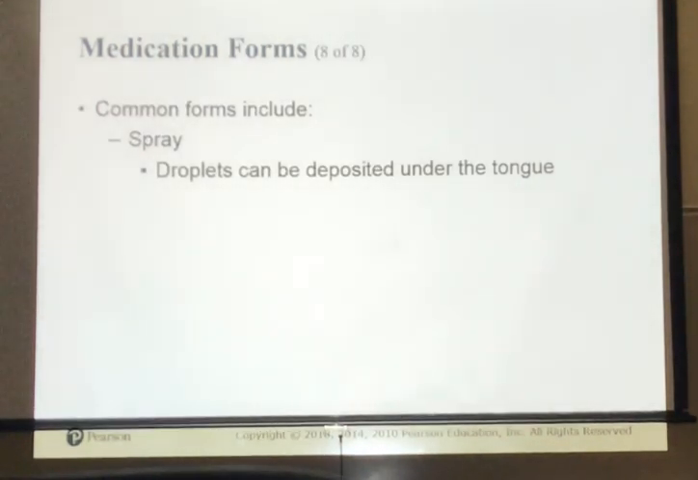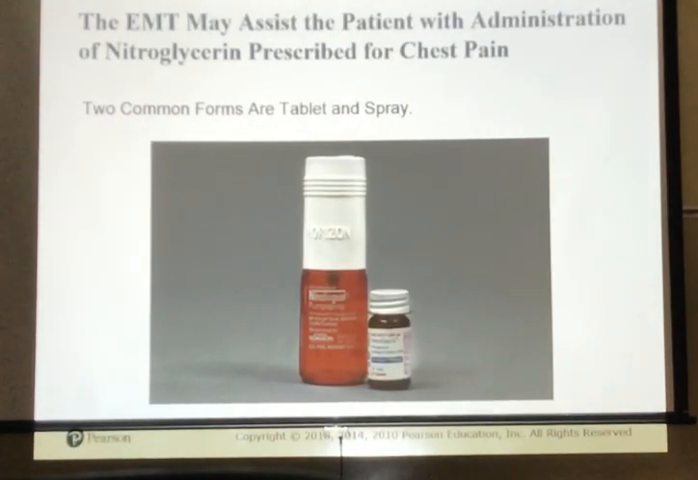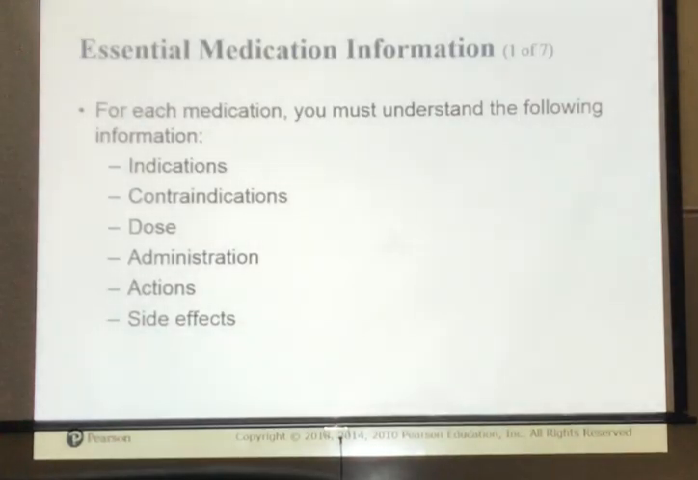Alright, a spray. Spray droplets can be deposited under the tongue. Nitroglycerin, often in tablet form, can also come in a spray form. I personally prefer the spray form. This is what it looks like. Each spray delivers a precise metered dose. You do not have to prime these either.